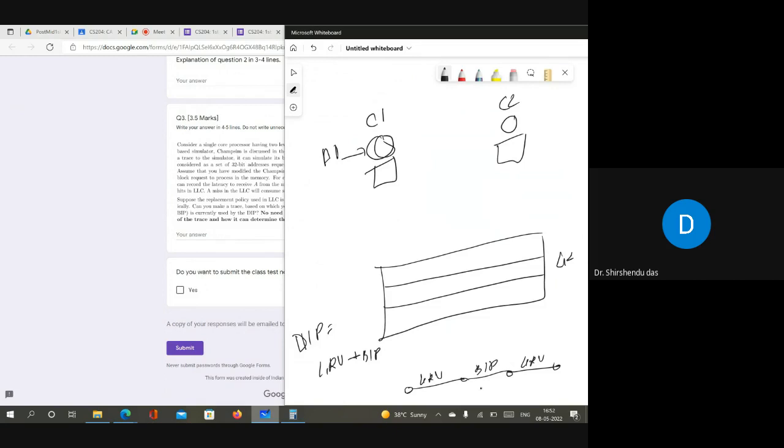this moment, suppose this is the time, either LRU or BIP is running on the LLC. It is not possible to know, right? So now my question was, can you design a trace in such a way that the application can understand whether at this moment LRU is going on or BIP is going on? So this was the question.